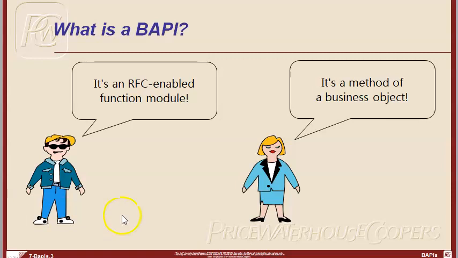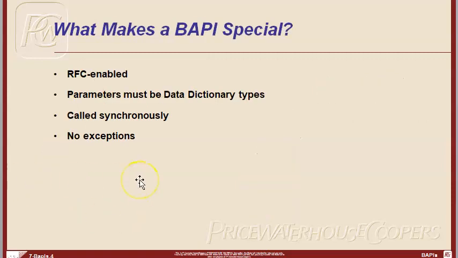Going forward, what makes BAPI special? It's an RFC enabled function module. The first part: parameters must be data dictionary types, called synchronously, and no exceptions. So you cannot create exceptions, because we create exceptions when we have errors or when we want to update the errors. That is not possible in the BAPI concept because BAPI is called from other systems, so different systems. That's the reason we cannot use exceptions.